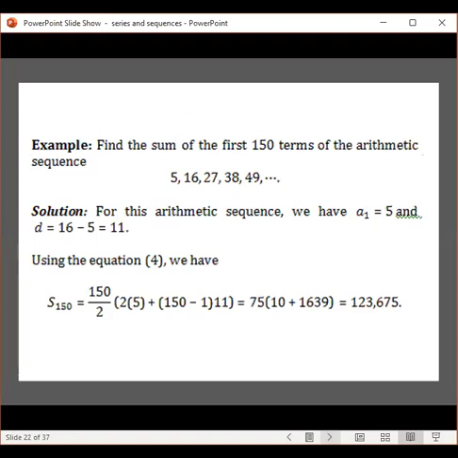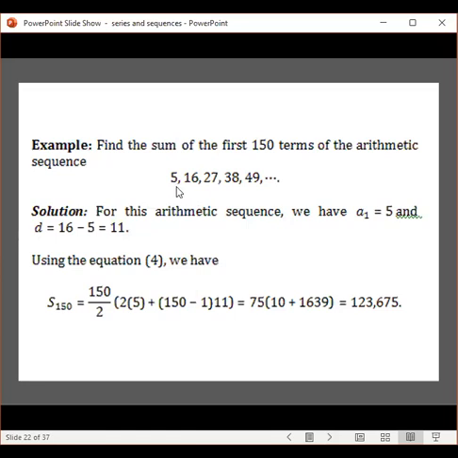Another example, find the sum of the first 150 terms of the arithmetic sequence 5, 16, 27, 38, 49, and so on. We cannot use the previous formula because we do not know a sub n. However, we have another formula for the sum of the arithmetic sequence. So here, our a sub 1 is equal to 5, and our common difference is 11.